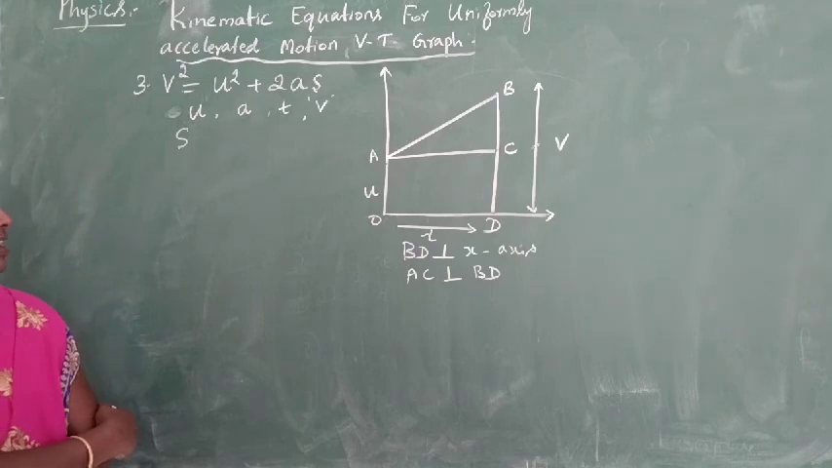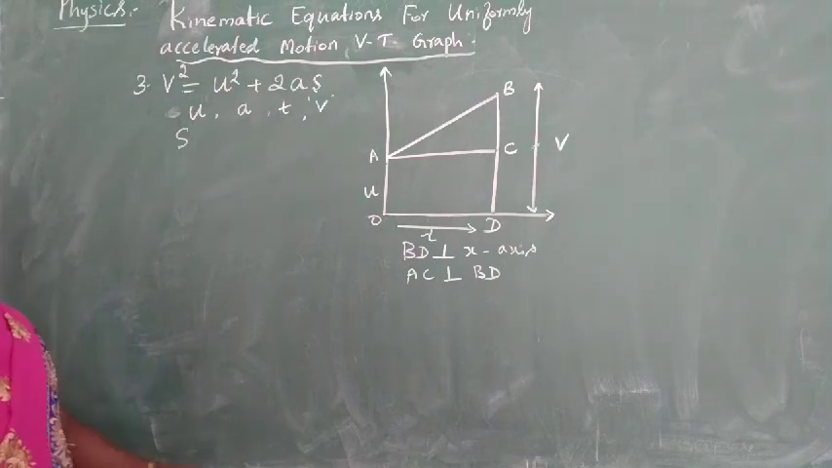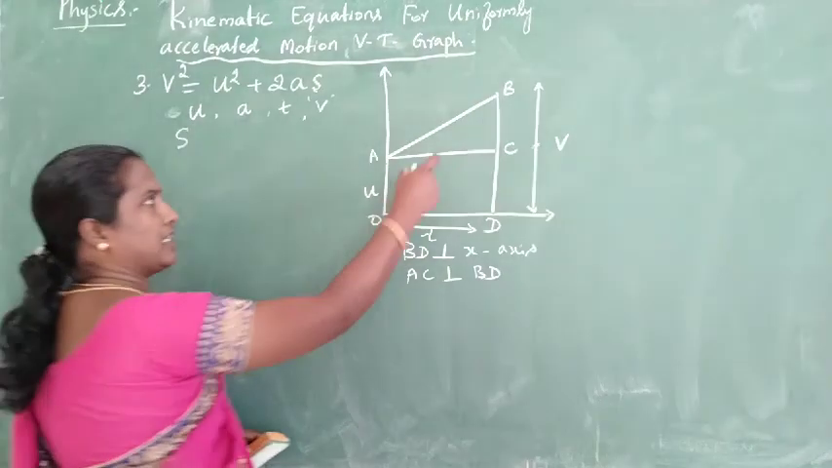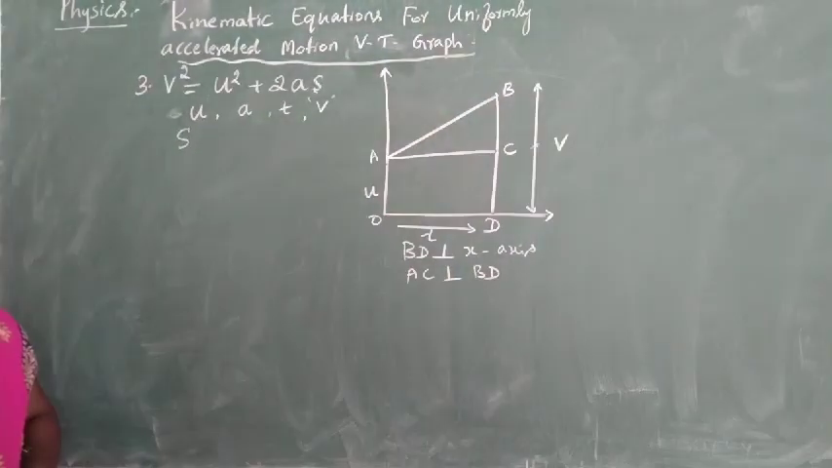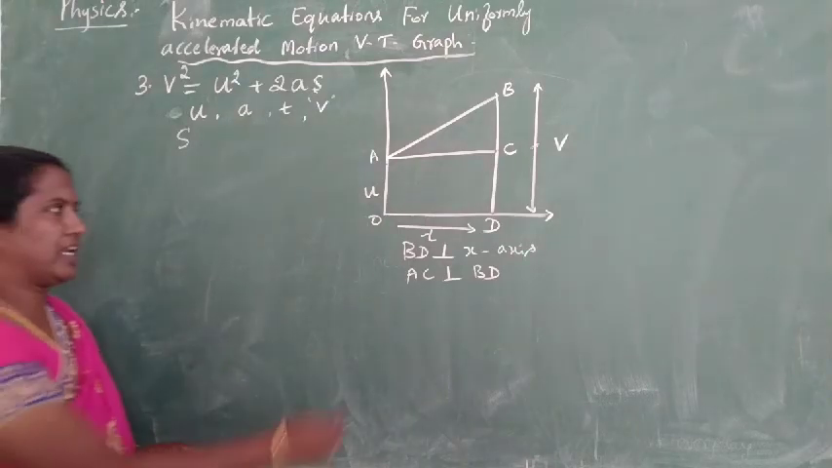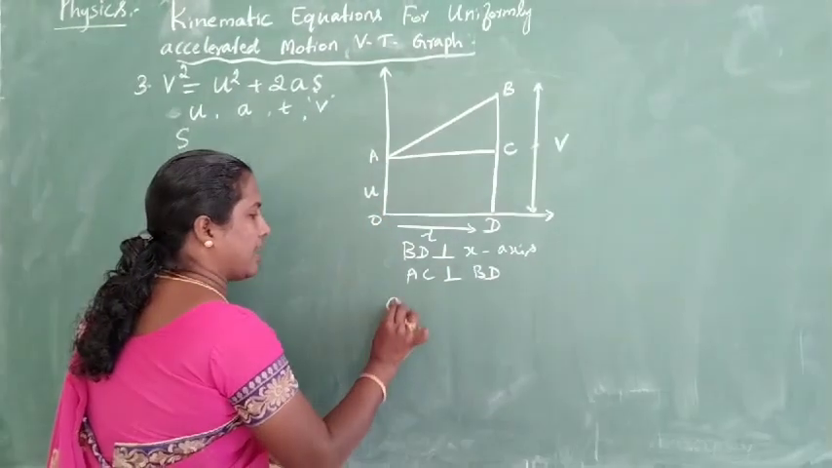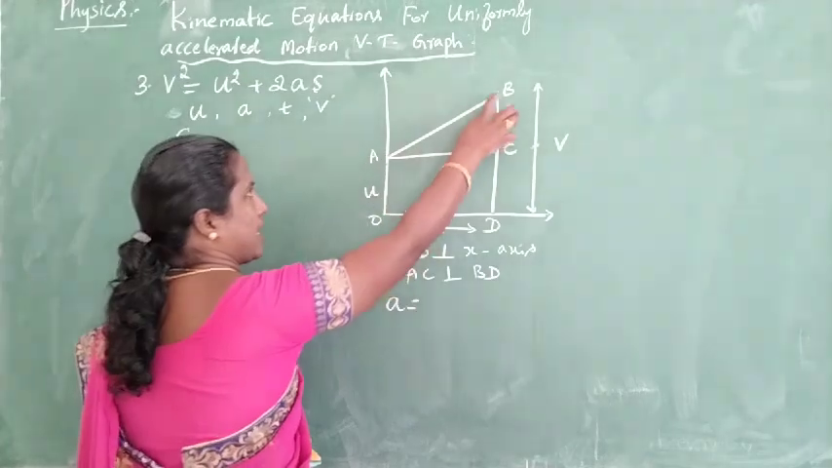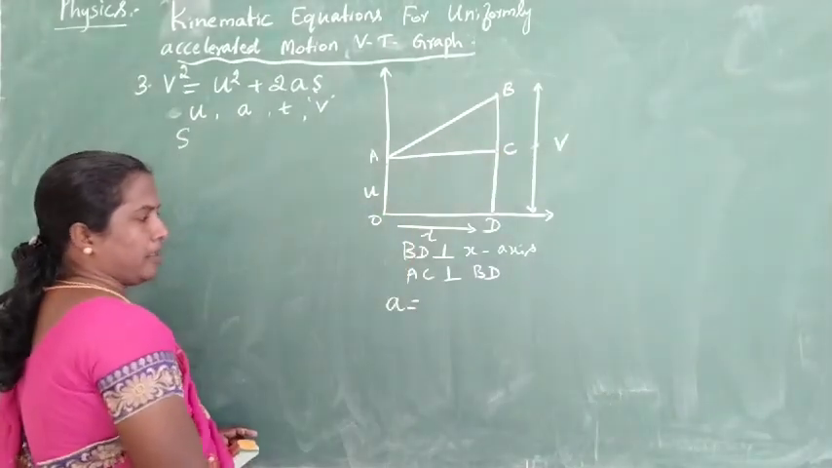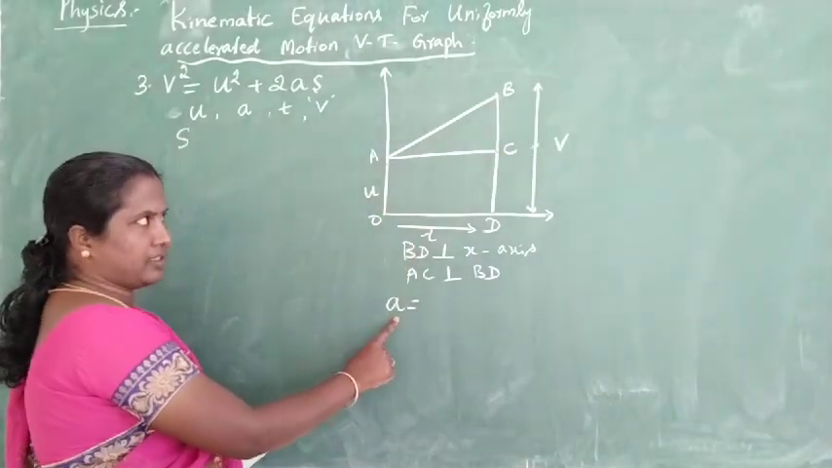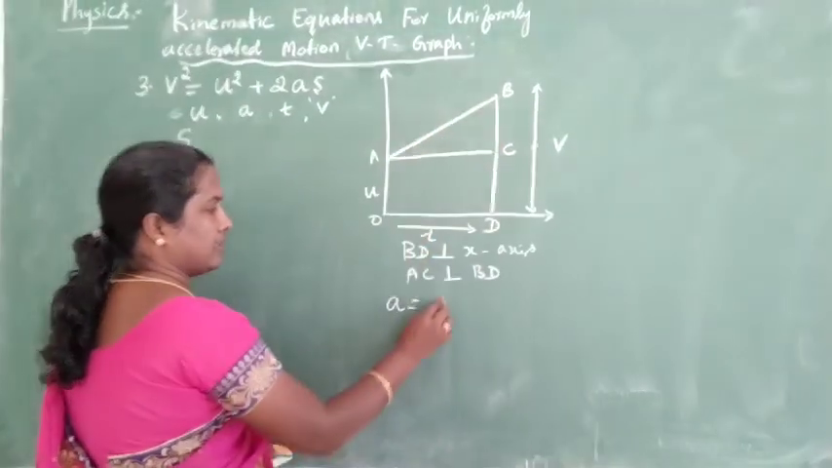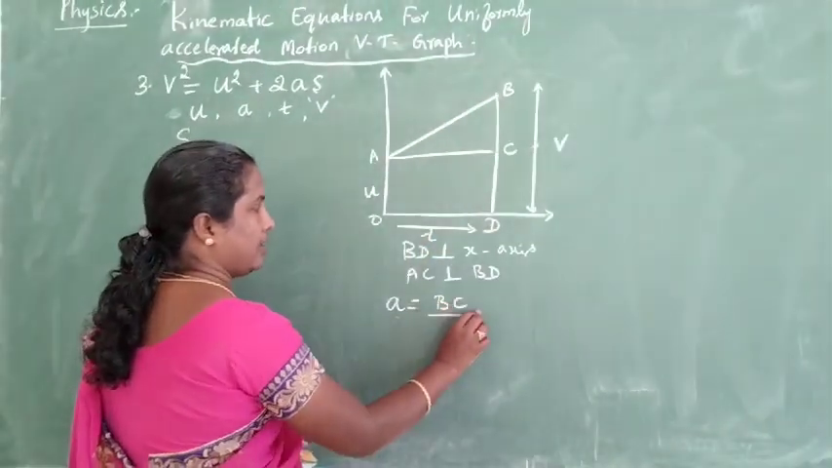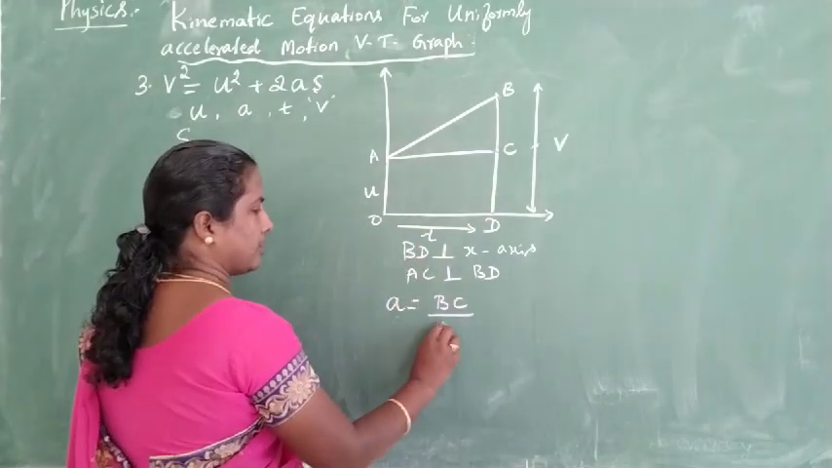So let me derive it by the second method. That means we use the slope of the velocity time graph, which represents the acceleration of the object. Slope, that is acceleration, in triangle ABC. Slope can be measured by taking the ratio of the y-axis change to the x-axis change, that means BC divided by AC.